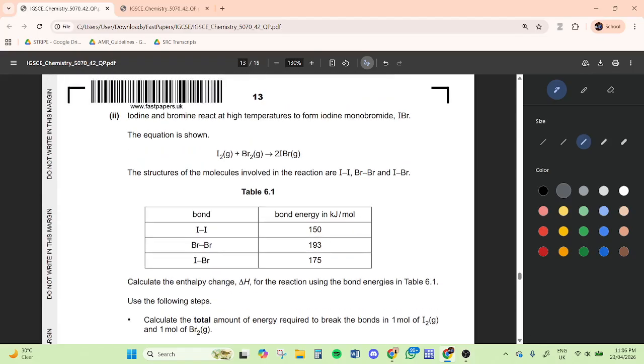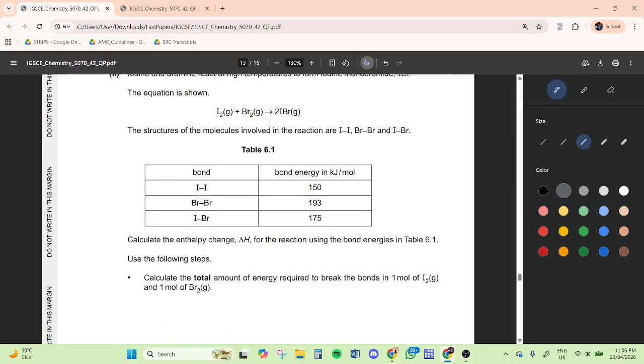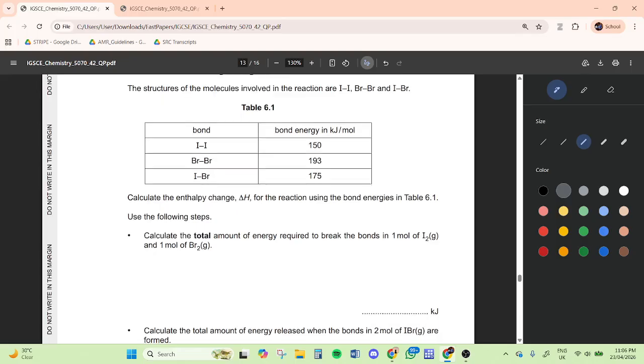So that's the answer over there. Iodine and bromine react at high temperatures to form iodine monobromide. The equation is shown. Structures of the molecules involved in the reaction are I-I, Br-Br, and I-Br. So we're given the bond energies over here, and we're asked to figure out the enthalpy change using the bond energies in table 6.1. And again, they're giving us steps. So let's take this one by one.